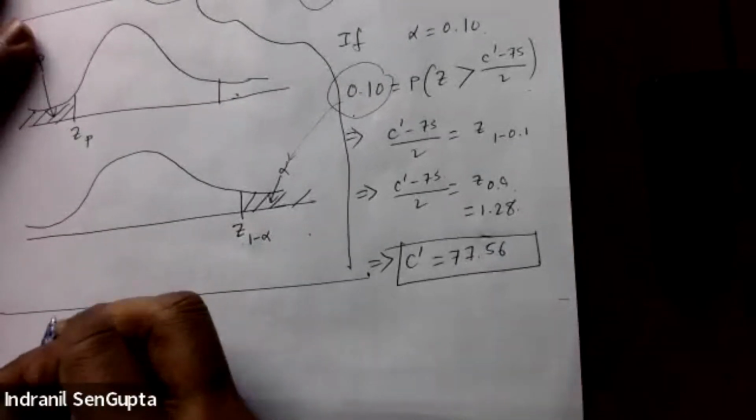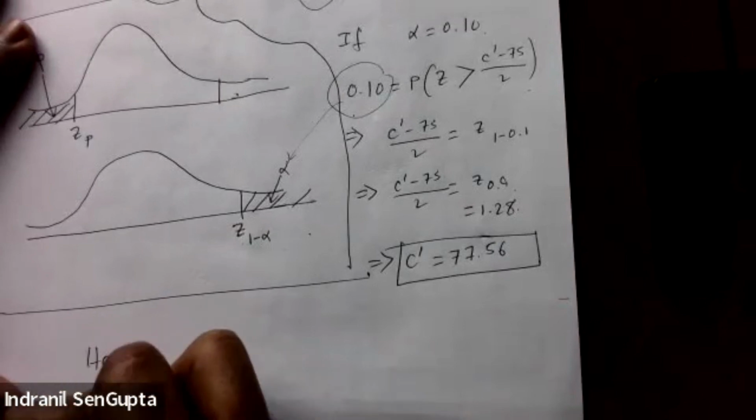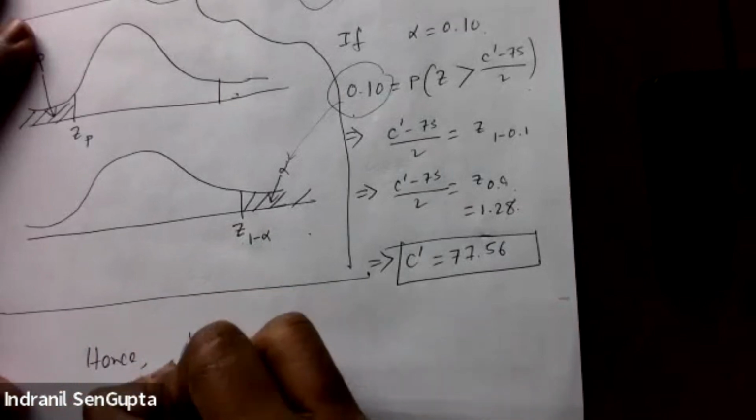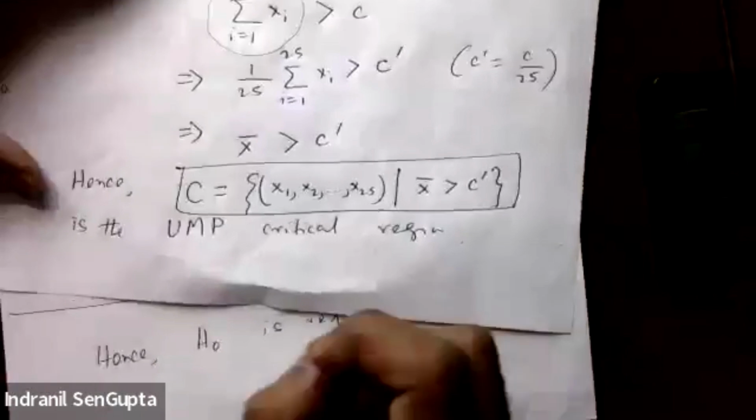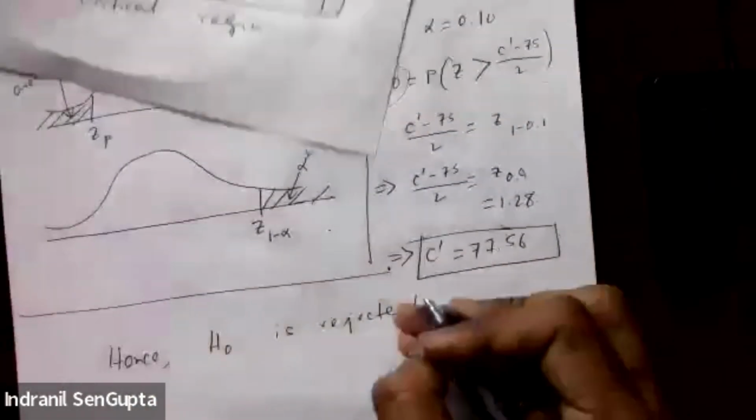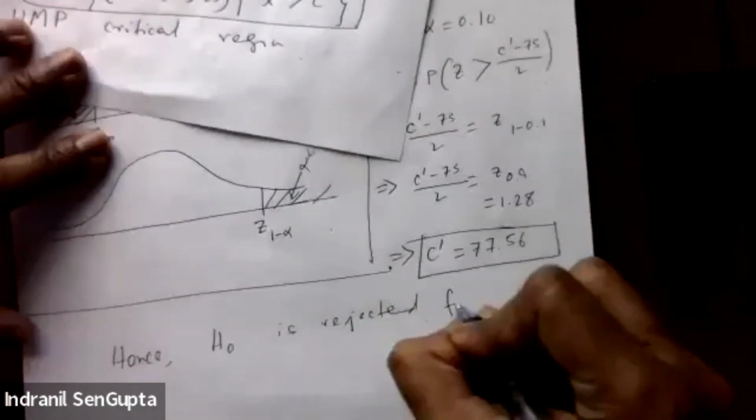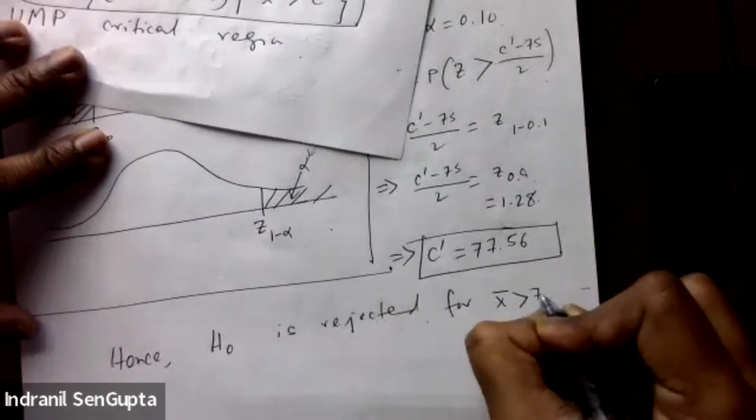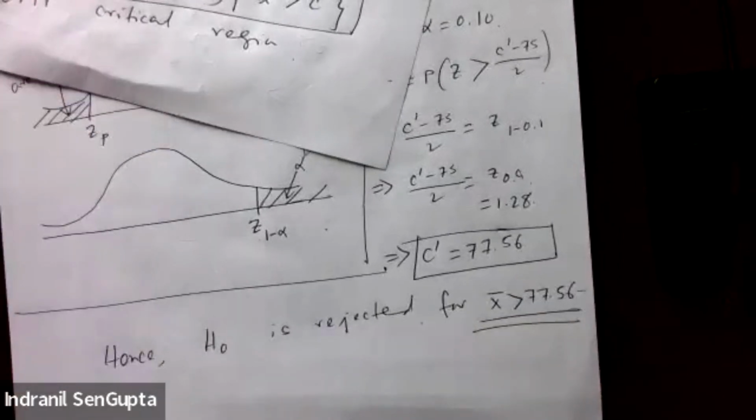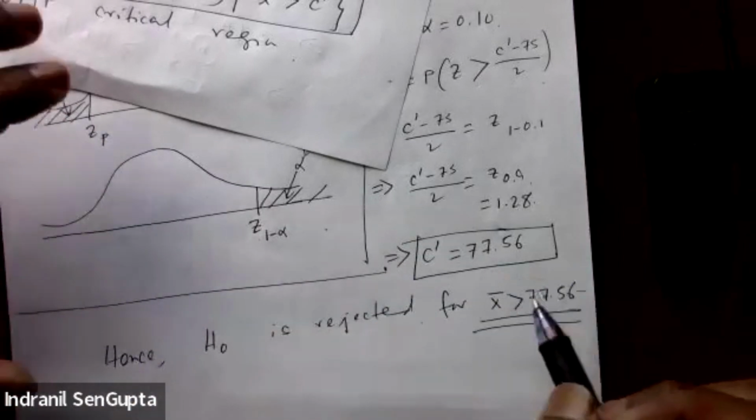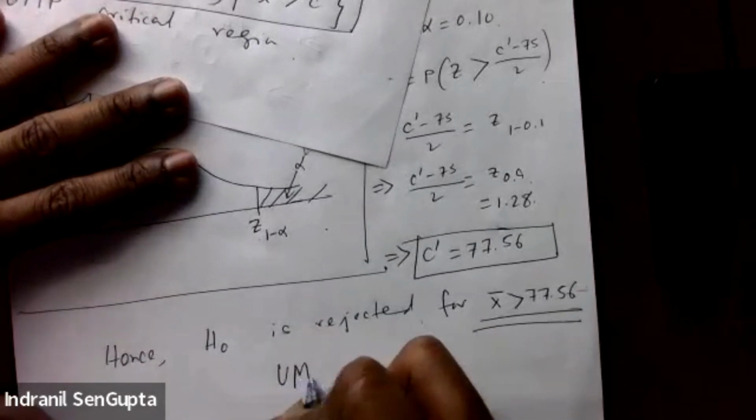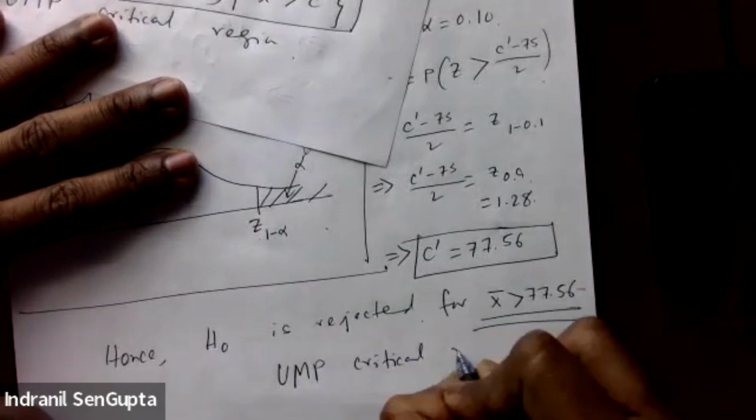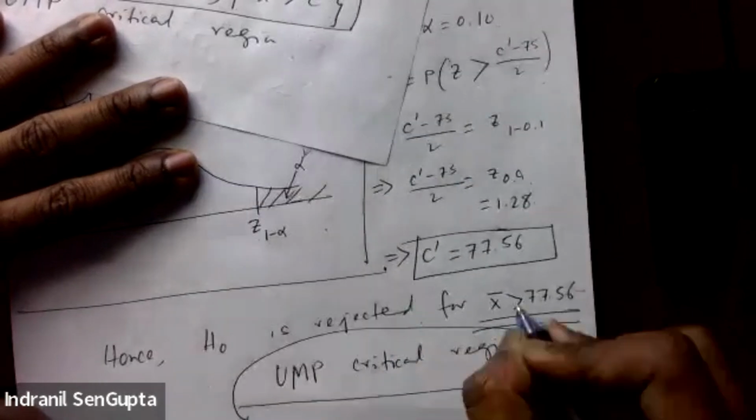And hence, H0 is rejected. Remember the region. So H0 is rejected for x bar bigger than 77.56. So that is our uniformly most powerful test. And the question is to find the uniformly most powerful critical region, so this is the uniformly most powerful critical region, in terms of x bar.